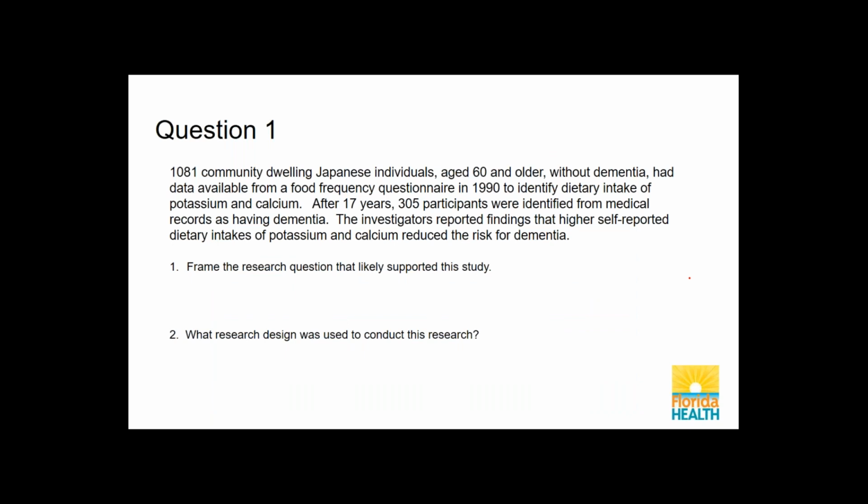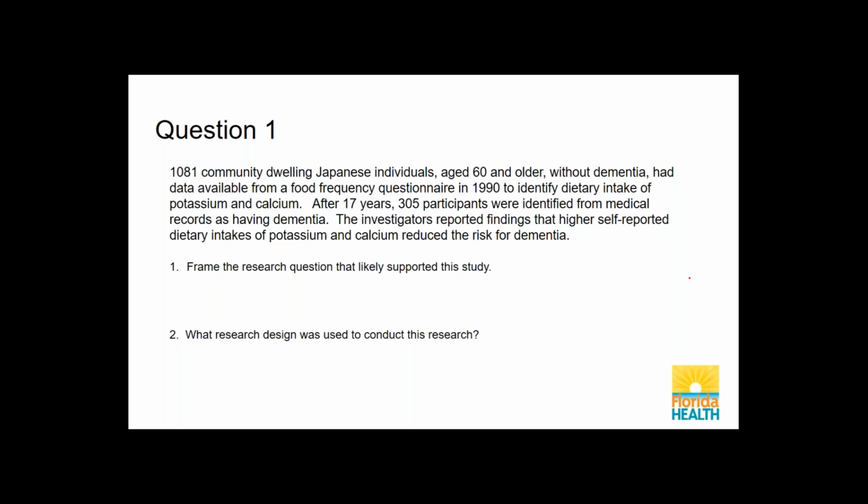So question one. 1081 community dwelling Japanese individuals aged 60 and older without dementia had data available from a food frequency questionnaire in 1990 to identify dietary intake of potassium and calcium. After 17 years, 305 participants were identified from medical records as having dementia. The investigators reported findings that higher self-reported dietary intakes of potassium and calcium reduced the risk for dementia.